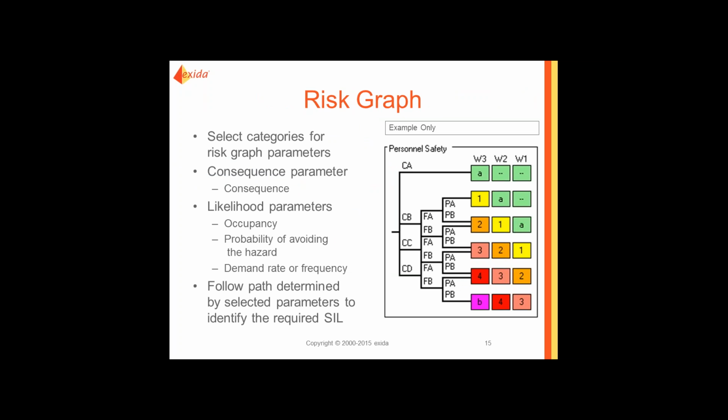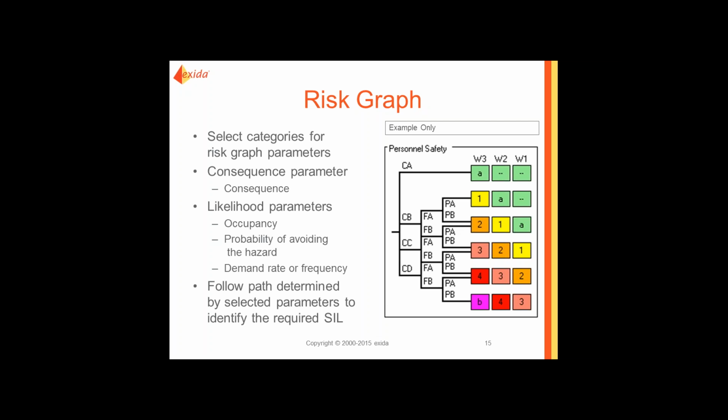So if we look at the use of the risk graph, first of all, this is where we select categories for risk graph parameters. And bearing in mind that when we're assessing risk and looking at hazards, we have what we call the three receptors. We look at personnel, we look at environmental, and we look at financial. And financial can be damage to assets, damage to reputation, lost business, etc., if you were to have an incident. And we always put personnel as the first priority because that's the most important.